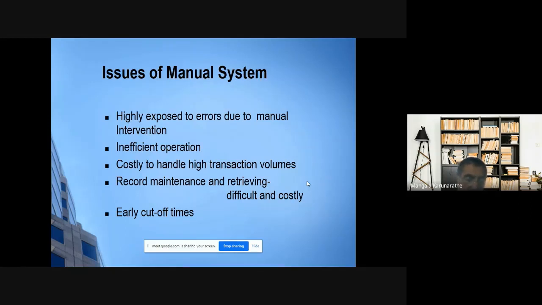There can be other transactions as well, but then what happens? Although we say it's a central bank transfer, same day effective, in fact customers will have to decide a day prior or on the same day early morning. So early cutoff times were one of the reasons for this system to operate very inefficiently.